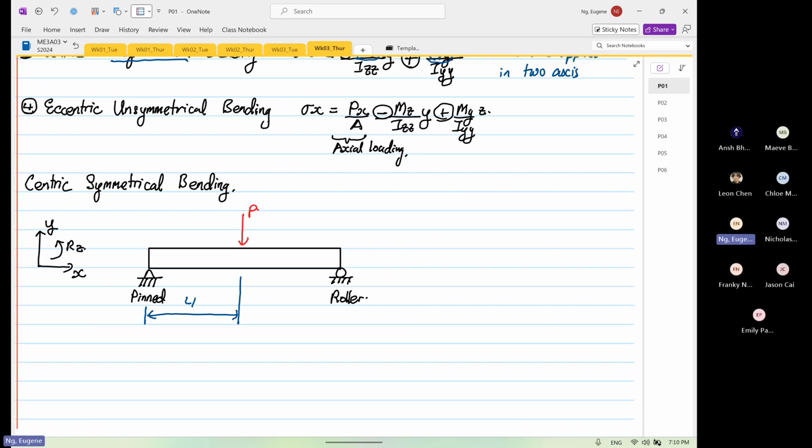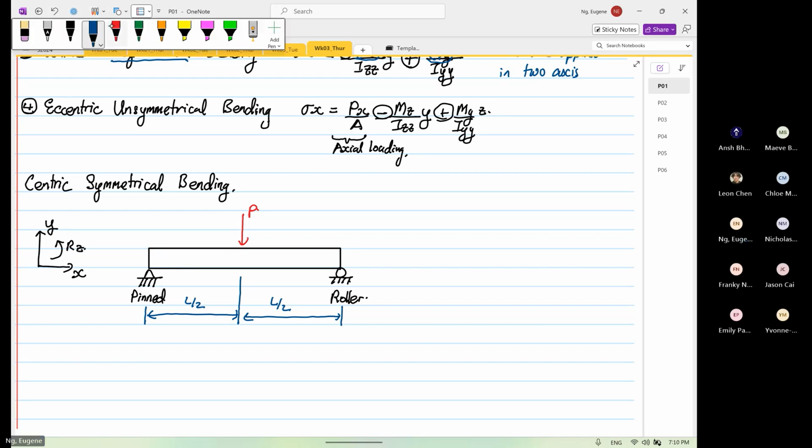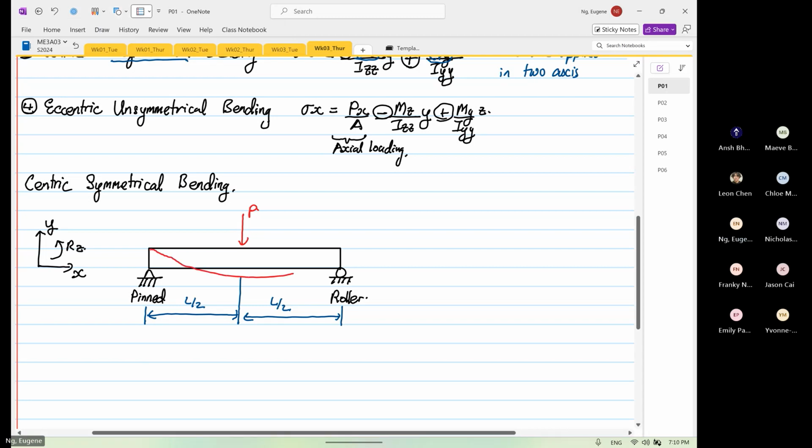This is L over 2. And then here to here, this is our L over 2, right? So the formula that we're going to use, or rather than thinking about the formula, I will sketch out the deformation pattern. Once the load is applied, the deformation pattern, I'm going to draw in red, will look like this. All right, this is the deformation pattern.